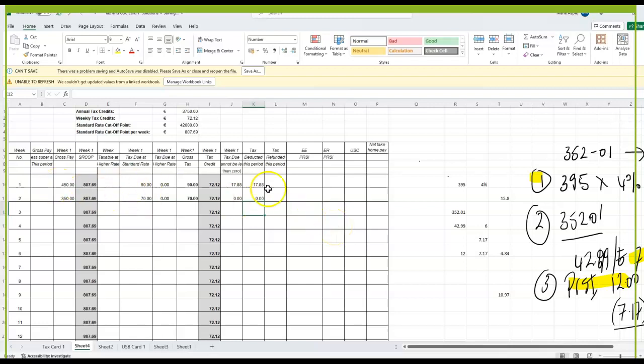Okay, so that is the week one basis. Every single thing is the same. When I transfer to a cumulative system, it may not be much of a difference because there is quite a high standard rate cut-off point and there is a tax credit every week. So it may not be a tax refund. It might just be a continuation under the cumulative system.